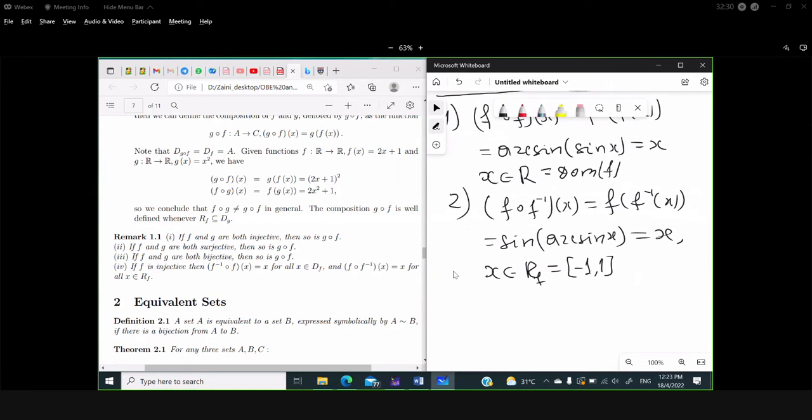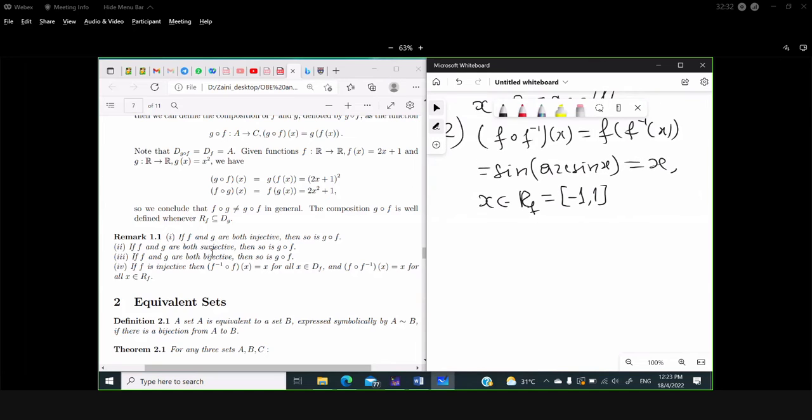This is a big difference on the composition function. You see, the composition function is also injective. In both cases, they are injective. But in the first case, x varies in the domain of f. In the second case, it is the range of f, which is minus 1 to 1. You see? So that's the interesting point.